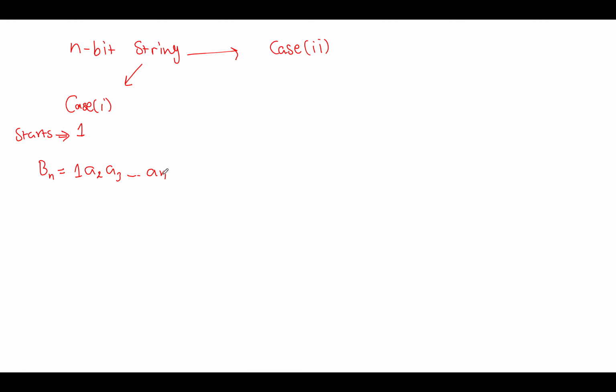I will have a specific recurrence relation. Case 2, it starts with 0, then my bit string will be something like 0, then for sure it should contain 1, and then we can have any of the bit string, either 0 or 1. So we'll see the recurrence relation for each case.